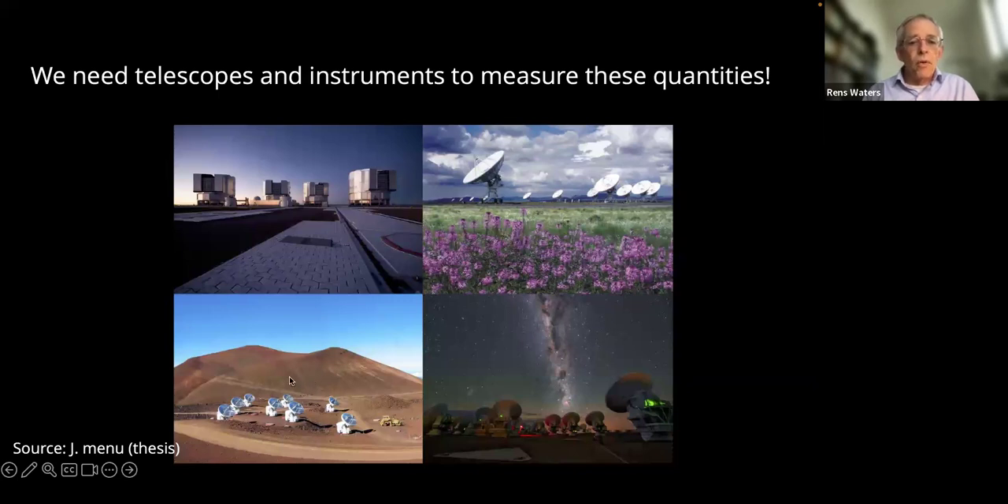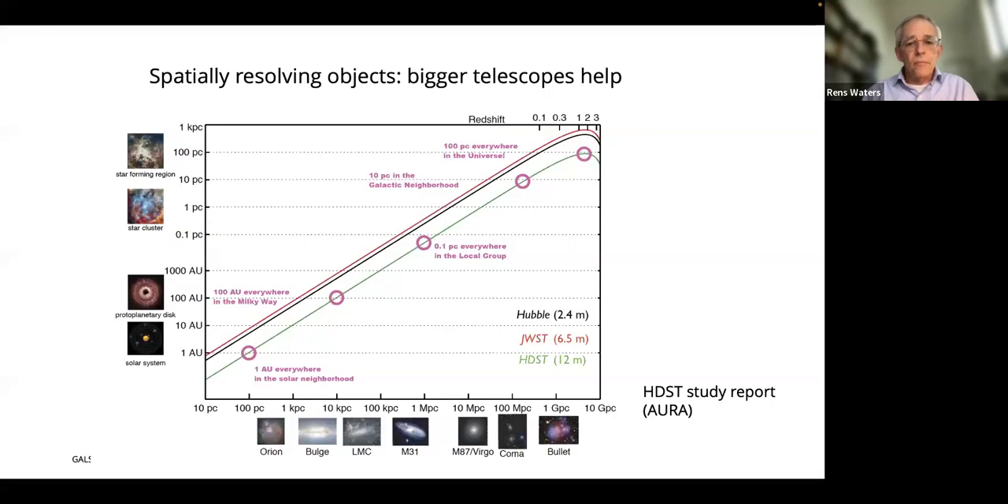You see the SMA array on the top of Mauna Kea on Hawaii, and you see the ALMA millimeter array in Chile. All these different telescopes have their specialties in observing and getting our hands on the quantities that were on the previous slide. And of course, if you want to spatially resolve those objects, then it depends very much on where they are.